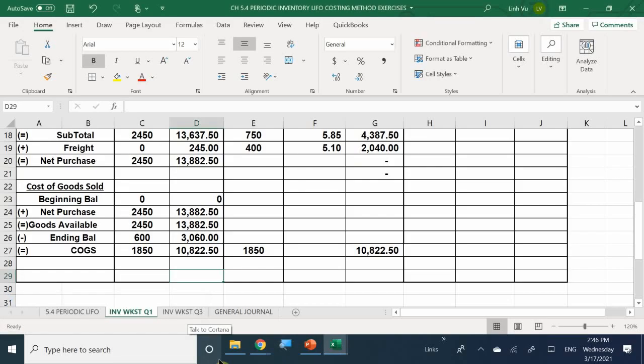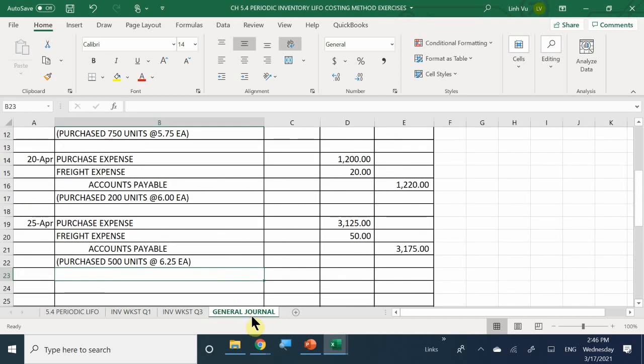And 10,822.50 is correct. So now that we solved for our numbers, what's the last thing that we have to do? Journalize it, because we reached the end of our given period. We know one thing for a fact, that we have 80 items in our inventory. So now we need to make our conversion entry.